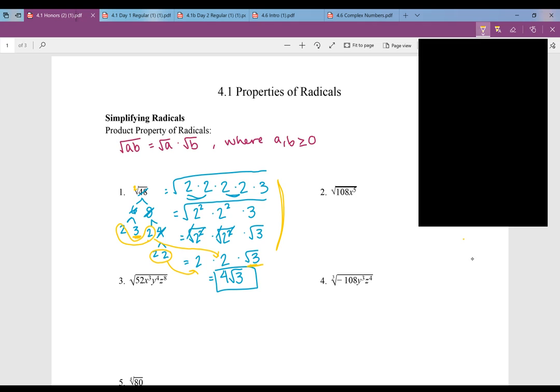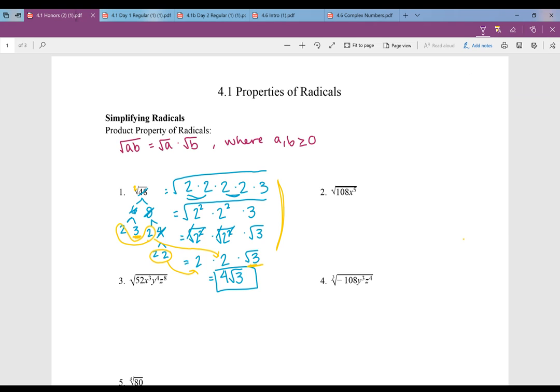Okay, let's do another example to show this. For number 2, we have the square root of 108 x to the 5th. We're going to do 108 and x to the 5th separately. First, if we look at 108, what multiplies to 108? Well, we could say 12 times 9. Again, I'm going to cross off once I've broken something down. So 12, we could break down to 4 times 3. 3 we're done, but 4 is 2 times 2. And then 9, we can do 3 times 3.